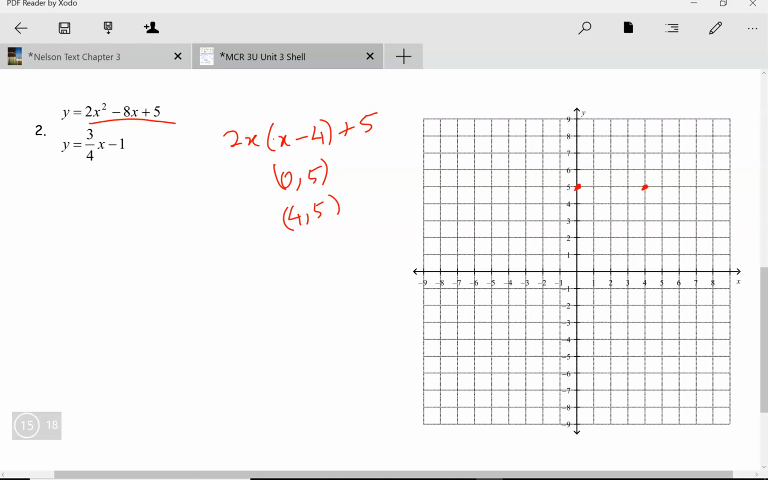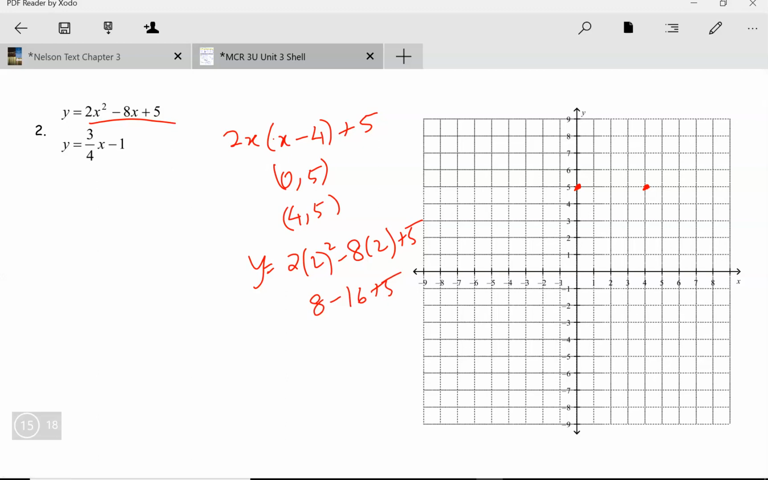4, 5. My equation of axis is 2, so I'm going to put that in my graph. So 2 times 2 squared minus 8 times 2 plus 5. Hopefully we haven't forgotten all of this. 8 minus 16 plus 5 is negative 3. Is it? Yeah, negative 3. So at 2 I have a value of negative 3.